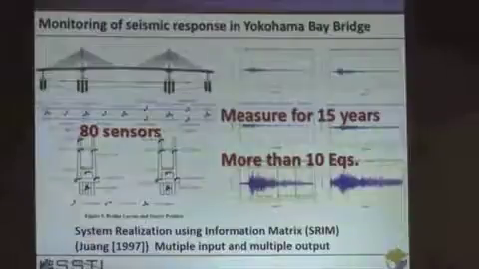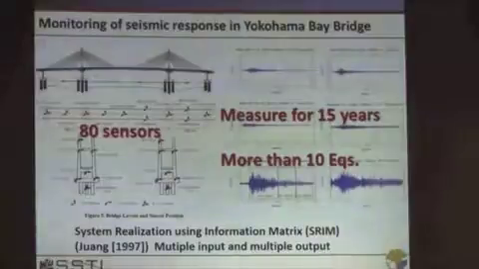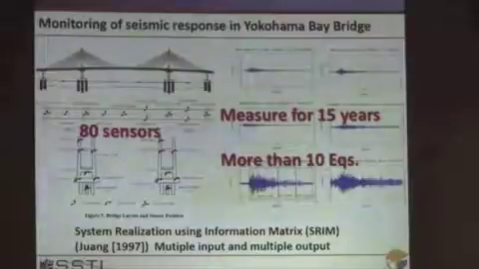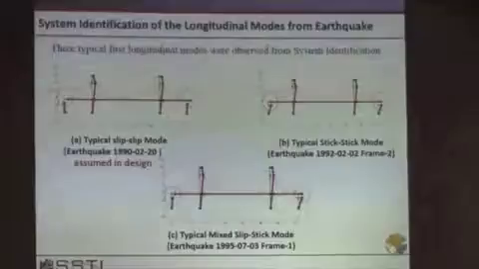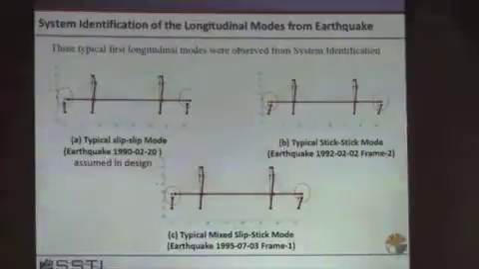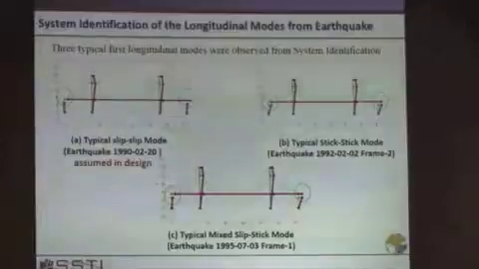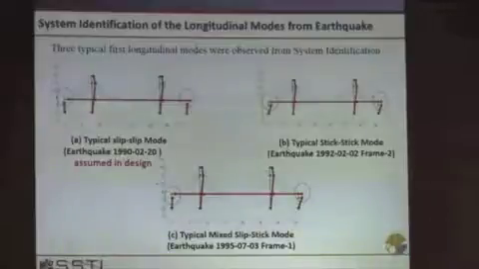So 80 sensors. At this time it was measured for more than 15 years and 10 earthquakes. Now, based on the data that they had, both the ambient vibration and the seismic data, they used the ERA method, eigensystem realization algorithm, developed by Juang and Pappa. And here's what they found. If we look here, this is what was assumed in the design, that the bridge deck would slip on the bridge piers, that the bearing would allow it to be free. And so in this February 1990 earthquake, indeed the bridge behaved as they expected, as it was designed.